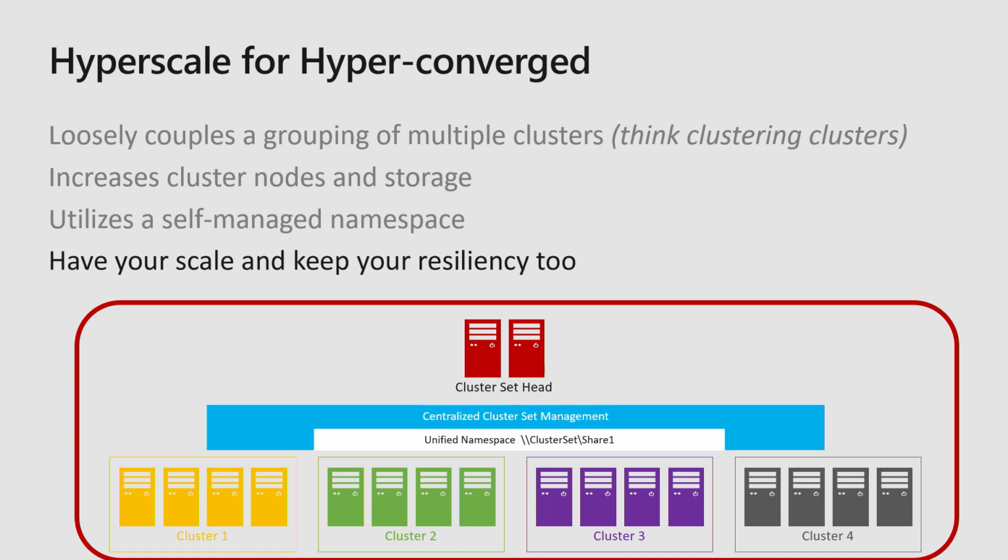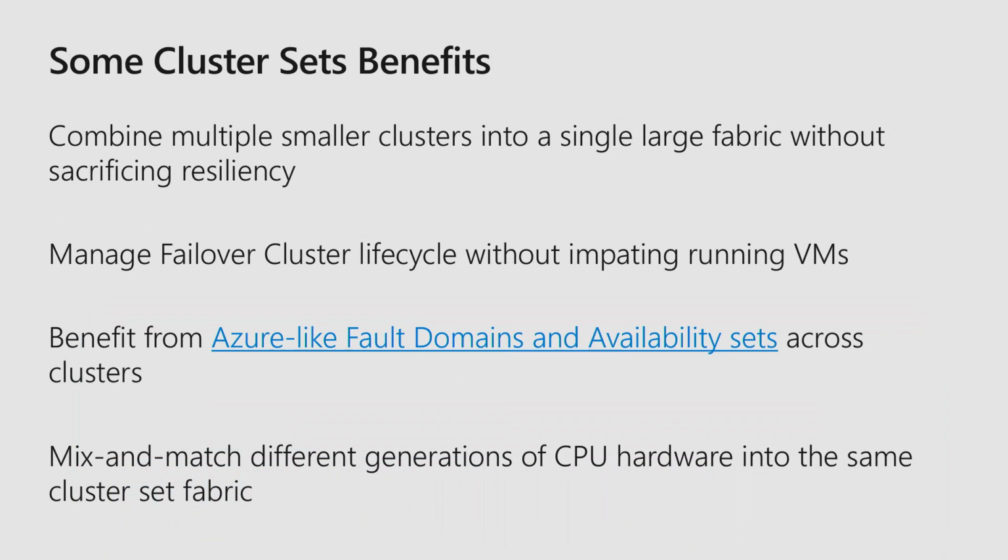So, great thing, I talked about that already. Here in the 4-node clusters, we can have a failure of 2 nodes. Now we have 16 nodes in our cluster set. We can place a lot more VMs on it, but we still have the same resiliency. Every cluster can lose 2 of the nodes. And that's much better than in a 16-node cluster. So some cluster benefits: combining multiple small clusters in a single large fabric without sacrificing resiliency. That's very important. You still have great resiliency there.